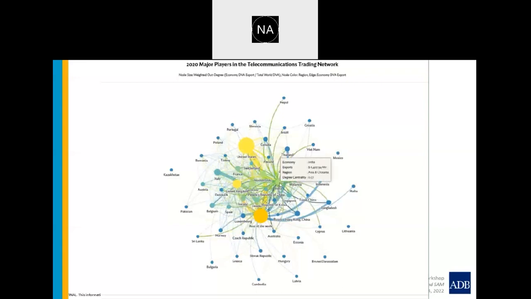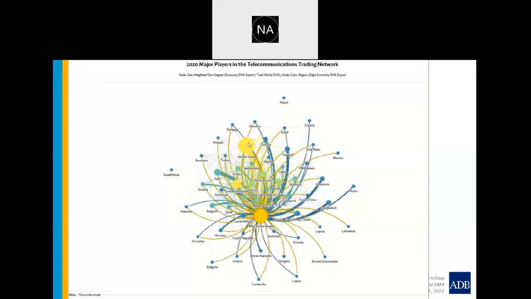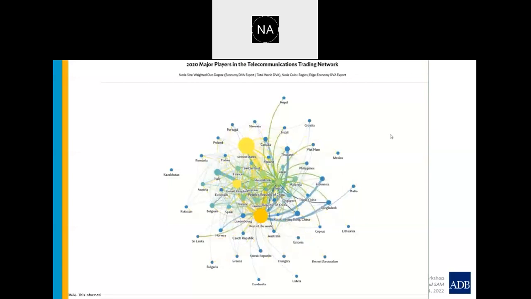Those in the middle are the ones that are colored yellow-green or green. We have here India. So it means that these economies are still well connected to all other economies, but not as much as those that are colored yellow.